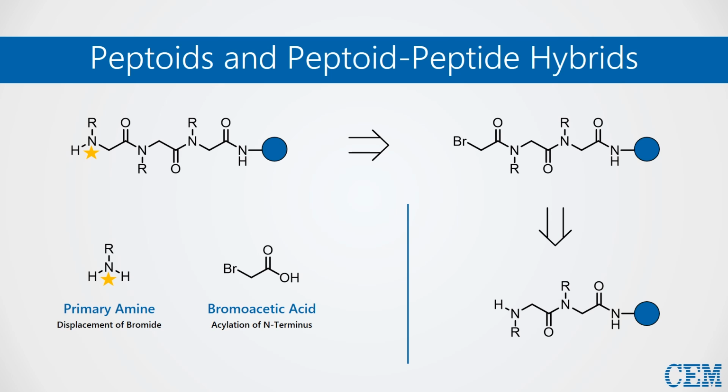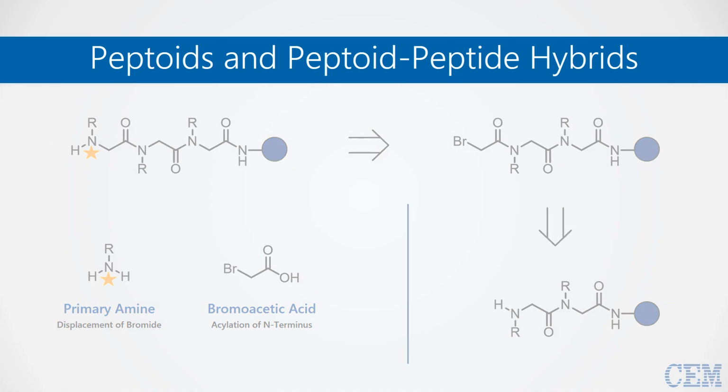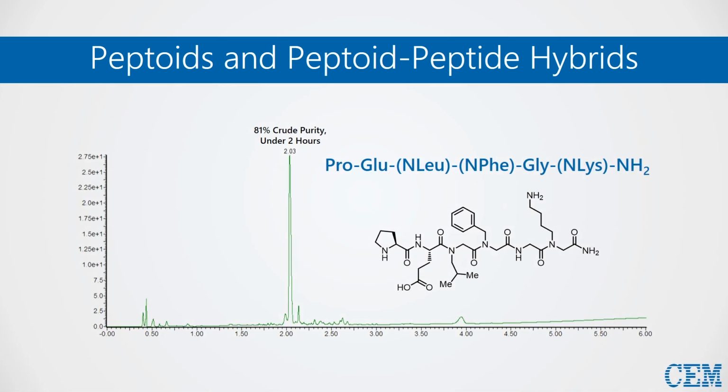This two-step procedure, though not as simple as one-step incorporation processes, offers great flexibility. There are thousands of commercially available amines that can be employed in peptoid synthesis, opening up much opportunity for chemical discovery. Using this approach, we were able to synthesize the peptoid-peptide hybrid displayed here in 81% crude purity in just under 2 hours.